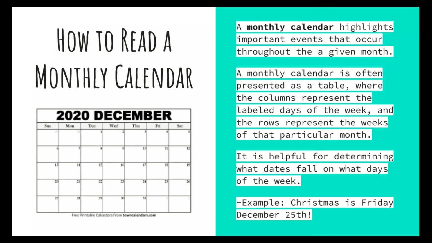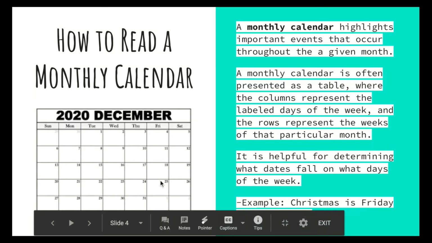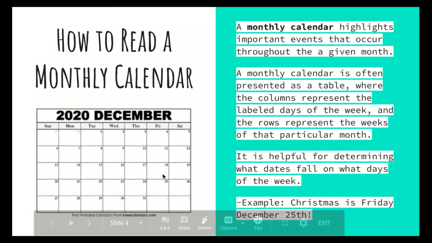A monthly calendar is really helpful for determining what dates fall on what days of the week. For example, if I wanted to know what day of the week Christmas falls on, I know that Christmas is December 25th, that's the date. I would find my date by looking for the number 25. And so I trace it up to see what day of the week it falls under. It falls under a Friday, okay?